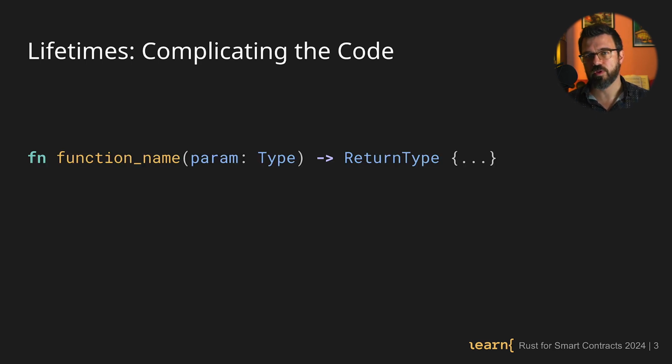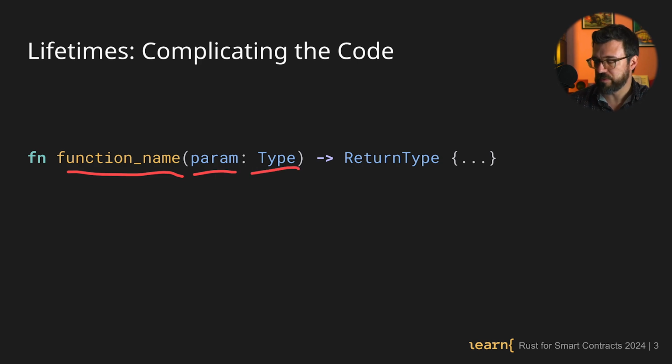Here's an example of a function that gets a lifetime attached to it. First, this is just a normal function declaration. You're used to this. I've used these filler names. There's a function name, and then you have an argument, any number of arguments in here, and the type that argument is, and then you have a return type.